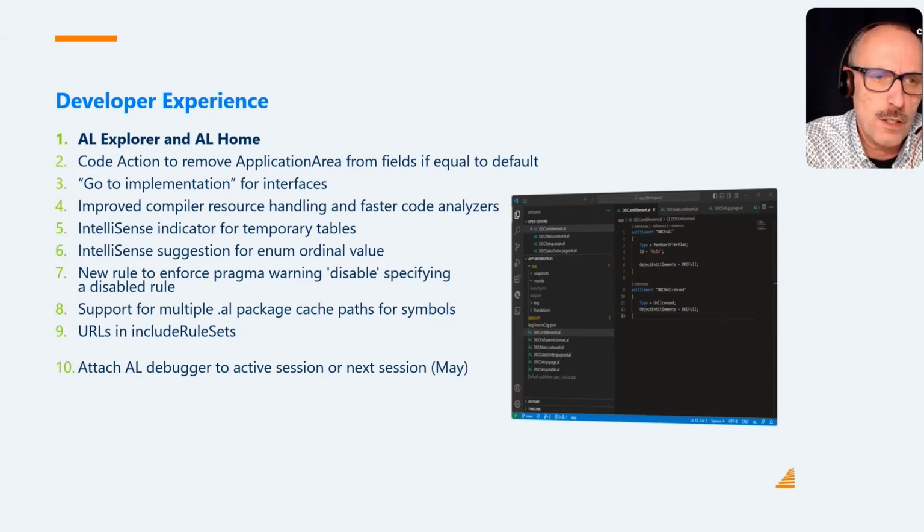There are some improvements in IntelliSense. So that is the pop-up that you get if you hover your mouse over a term in Visual Studio Code. It will now tell you if you are looking at a temporary table or if not. So then you know that it's a real table. And IntelliSense will also suggest an ordinal value, that's the number for an enum. So if you create an enum, which is the replacement for options, and you add a new enum value, then it will suggest the number for that enum.